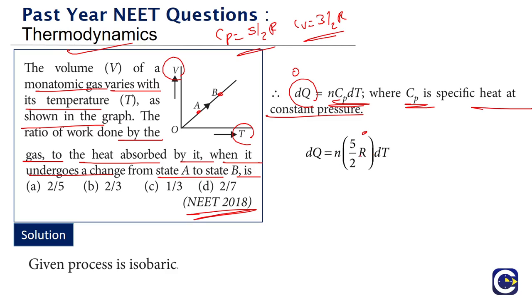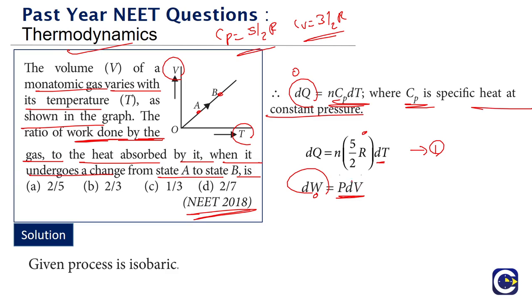So n into Cp is 5 by 2 R into dT. This is the dq, the heat absorbed by the gas in the corresponding process when it is changing the state from A to B, which is an isobaric process. Then we also have to find the work done by the gas. Since it is an isobaric process, small work done dW will be equal to PdV.